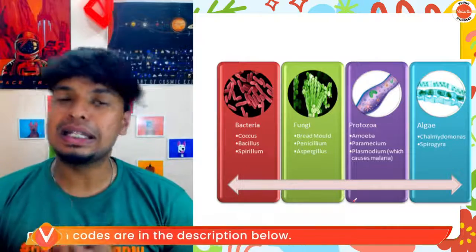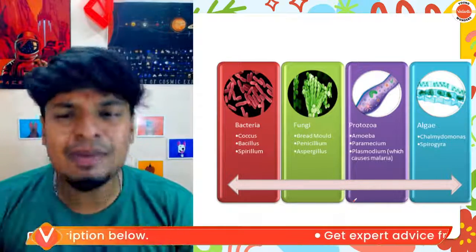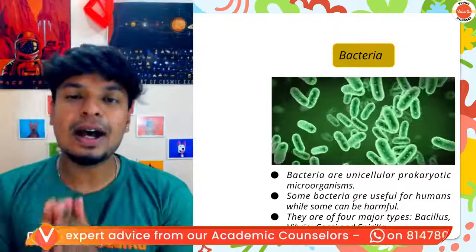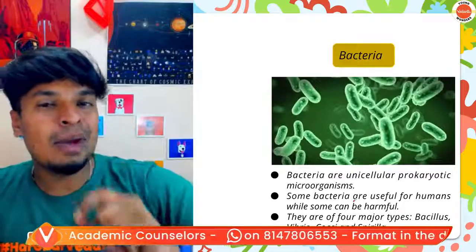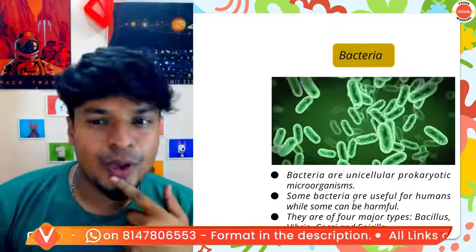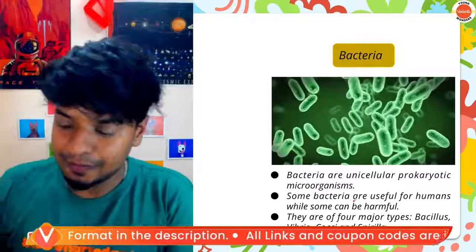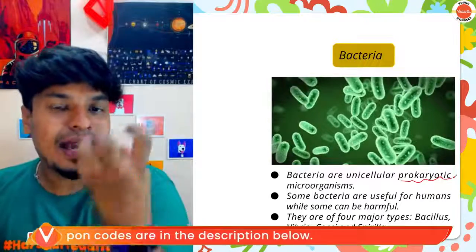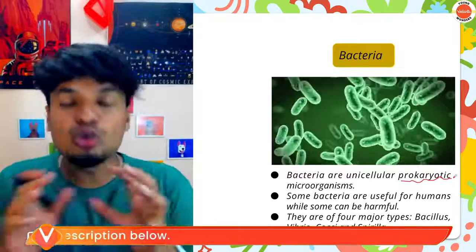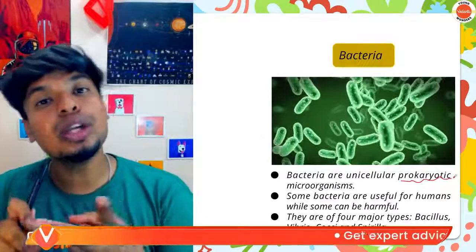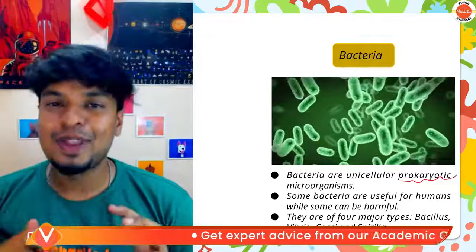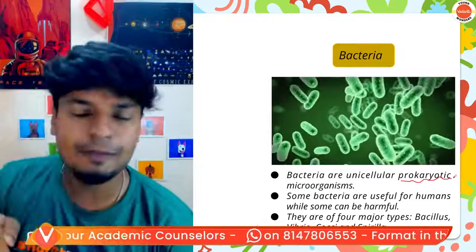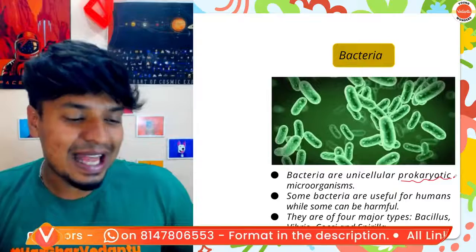Now let's first talk about bacteria. There are many bacteria around us, guys. We'll go one by one with all of them. First, bacteria are unicellular prokaryotic microorganisms. Wait a minute. What does prokaryotic mean? Prokaryotic is nothing but the way that a cell is present. There are 2 things: one is prokaryotic cell, the other is eukaryotic cell. If a cell doesn't have a well-defined nucleus with a proper nuclear membrane, it is a prokaryotic cell.